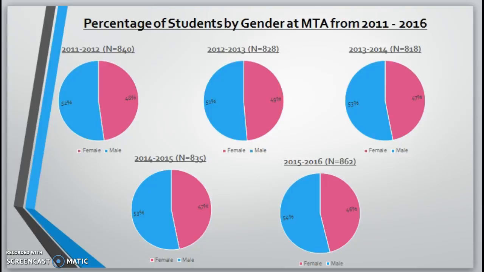Over the past 5 years at our school, our gender population has continued to remain consistent. On average, the percentage of boys and girls are about equally split in half, with there being slightly more boys than girls each year.